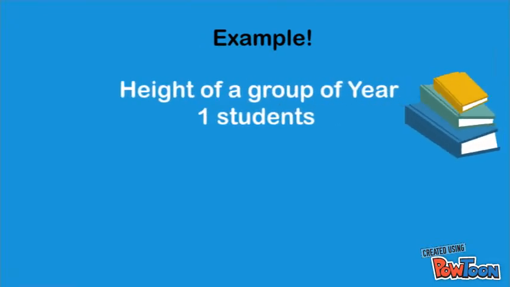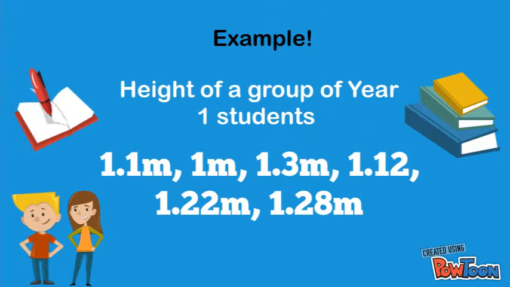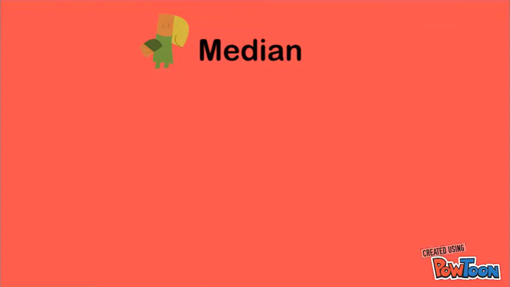Here's an example. Let's use the height of a group of Year 1 students. These are the heights of the students. In this set of data, the gap between the values are all very close and there is no outliers. It will also be impossible to have an outlier such as 30 meters because your mean would also be an impossible measure of height.